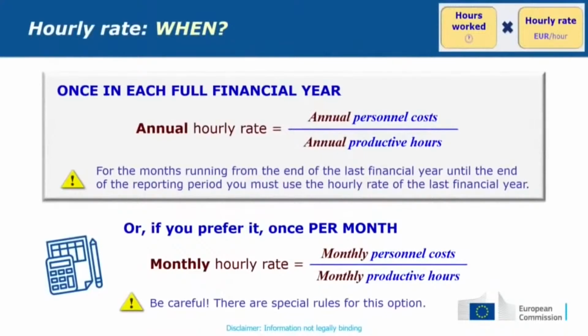Then, the next question is, now I know that I have to multiply the number of hours by an hourly rate. How many times do I have to calculate an hourly rate? Well, the main branch in our tree, the simplest and the least risky, which we recommend, is to do it once in each financial year. So just once at the end of each financial year, you calculate your hourly rate by dividing the annual personnel cost by the annual productive hours.